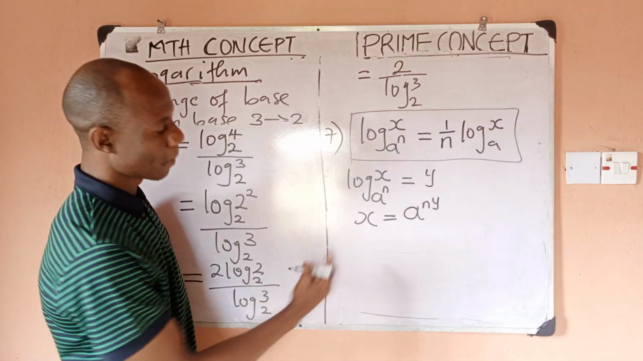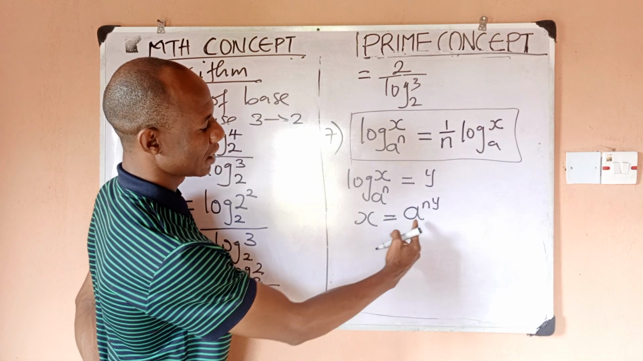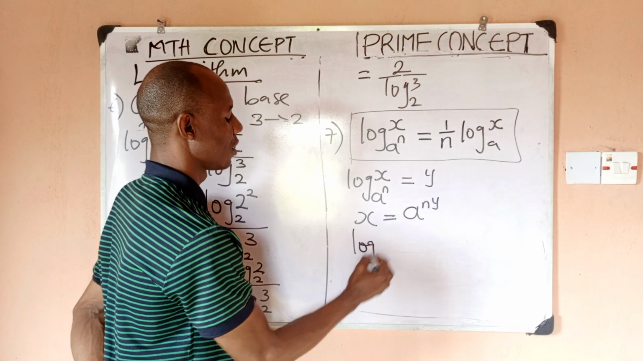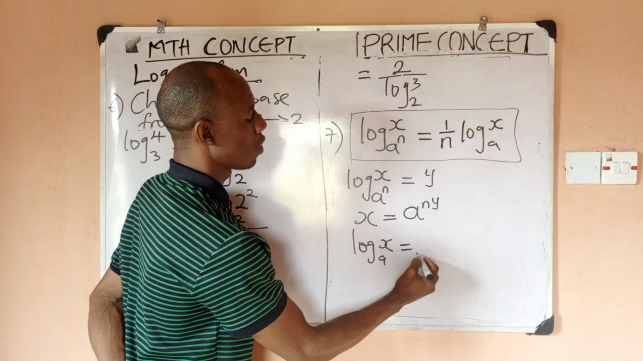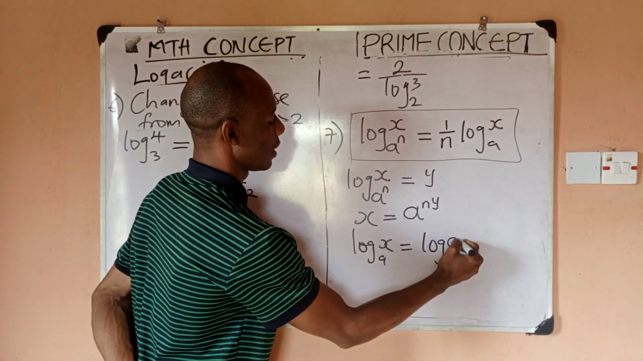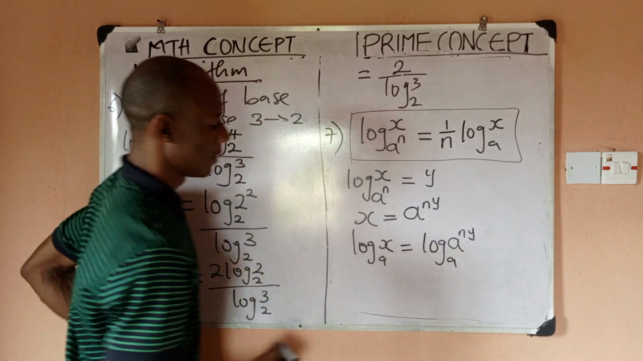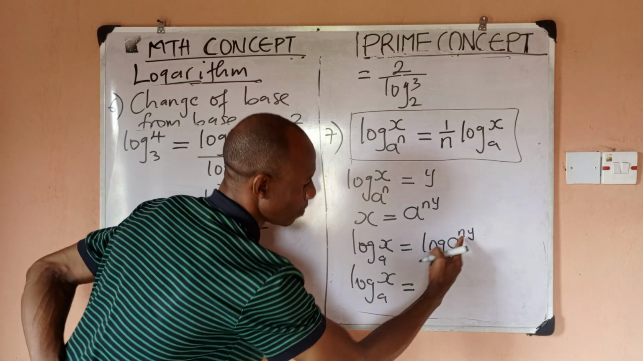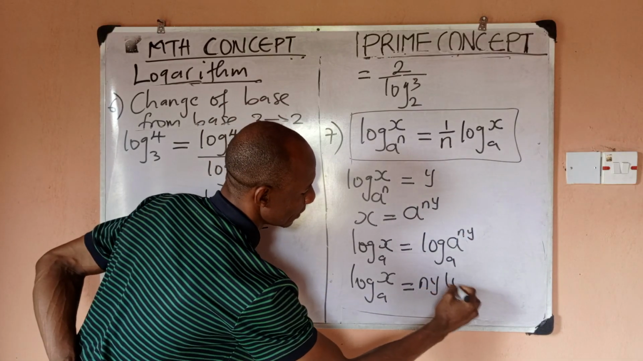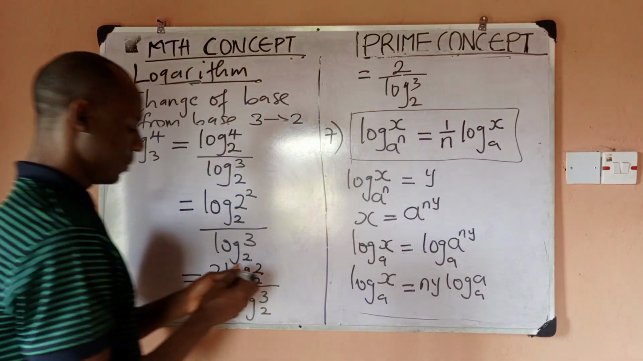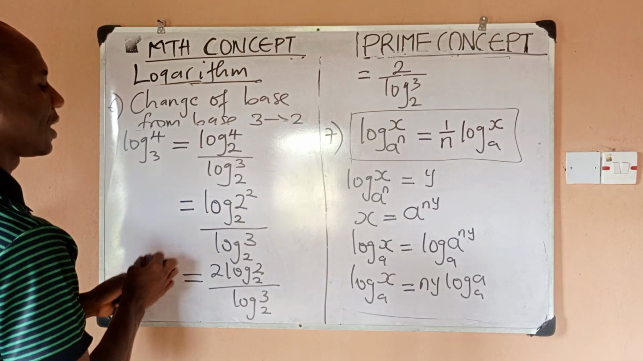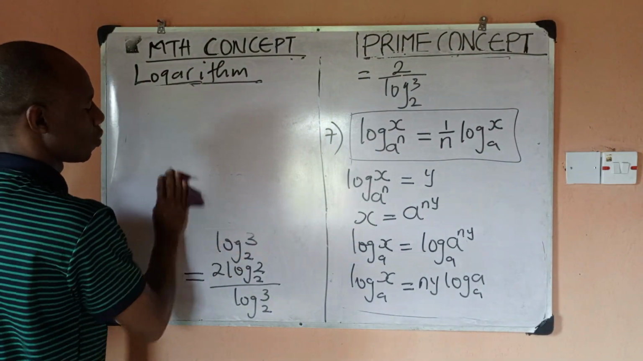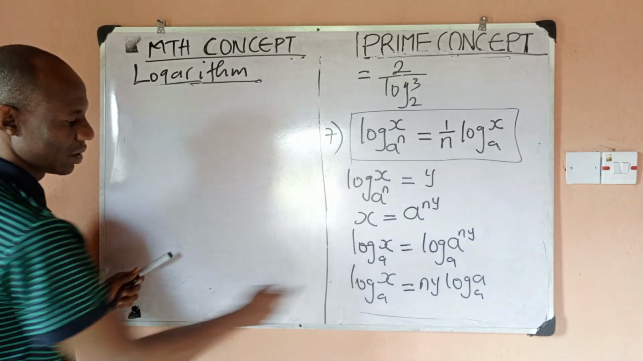Yes. So very quickly, I'm going to take log of both sides. I'm going to take log to base A of both sides because I want to achieve base A. So I have log x to base A equal to log A to power ny base A. So I have log x base A equal to, by the power law, ny log A base A. So what do you think would happen there? Very quickly, you are seeing already that log A to base A there is 1.